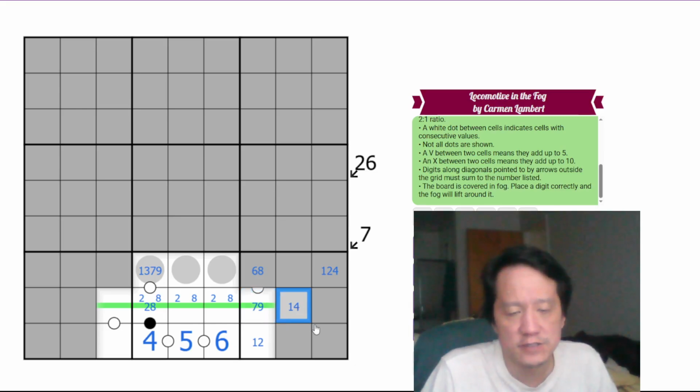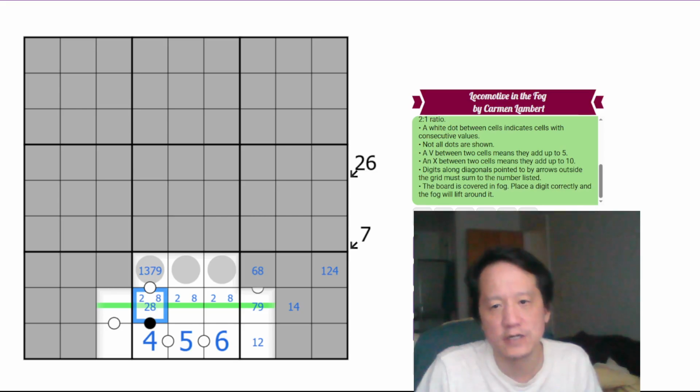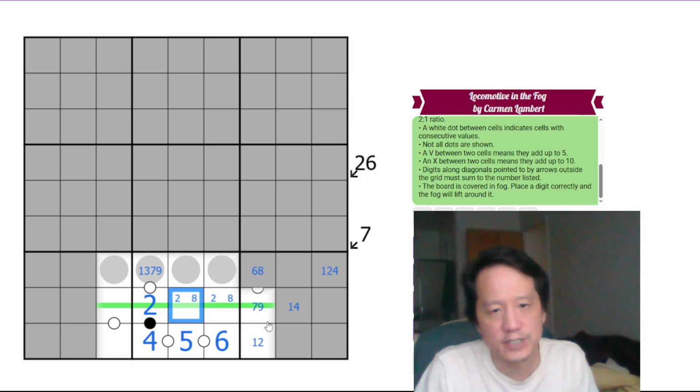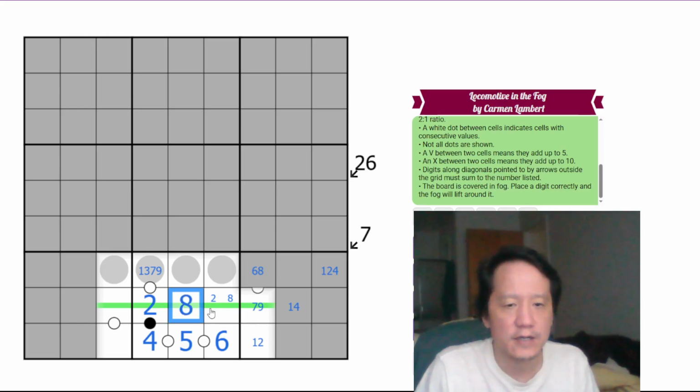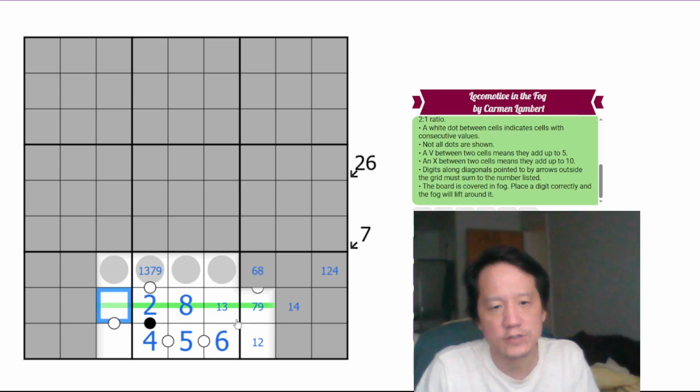So since this is low, this has to be high, which makes this a low, which makes this high, which makes this a low. So this is 2. This has to be 8. So this is 1 or 3. Because the 8 has to be one of these. It cannot be here or here because they're both low. This is a high. So this is 7 or 9.